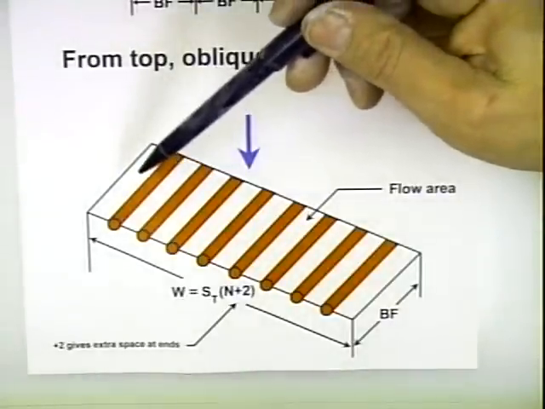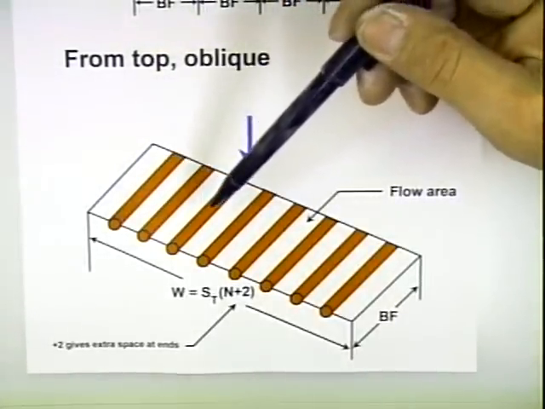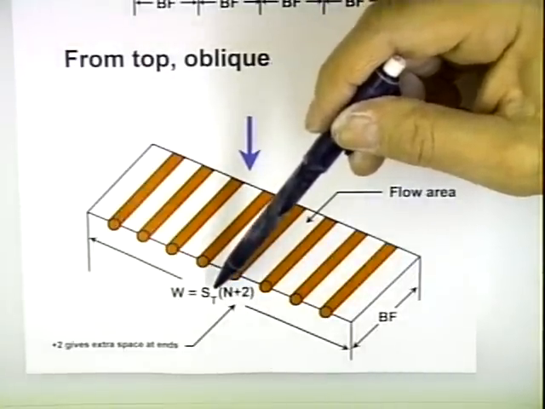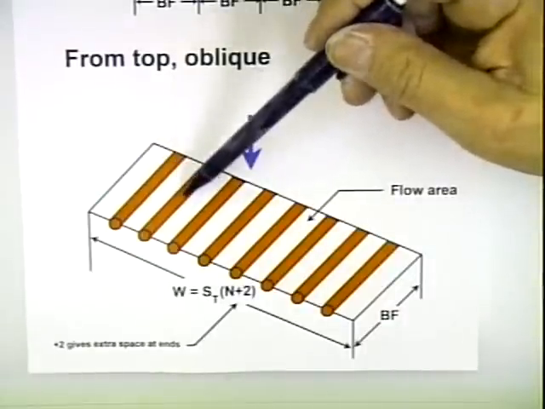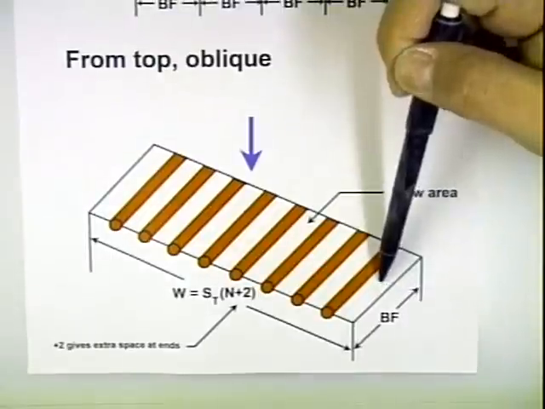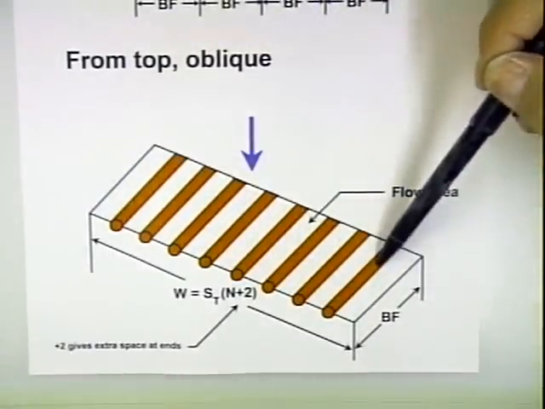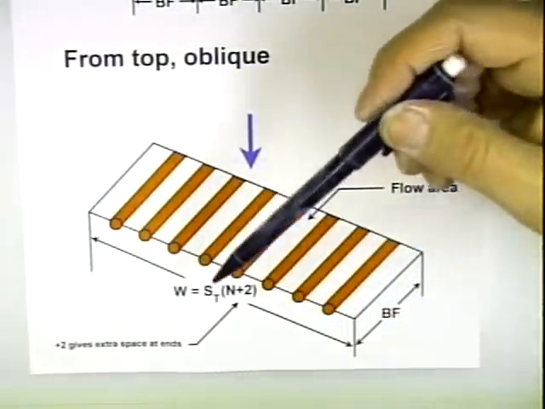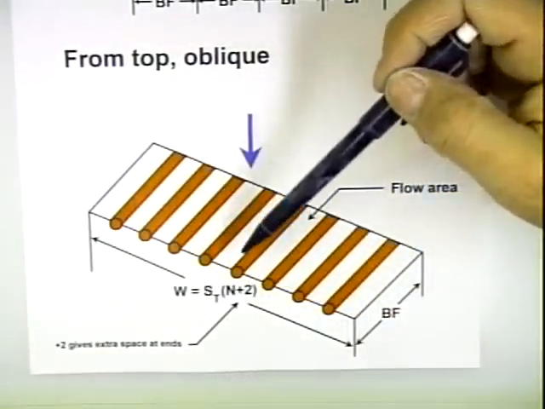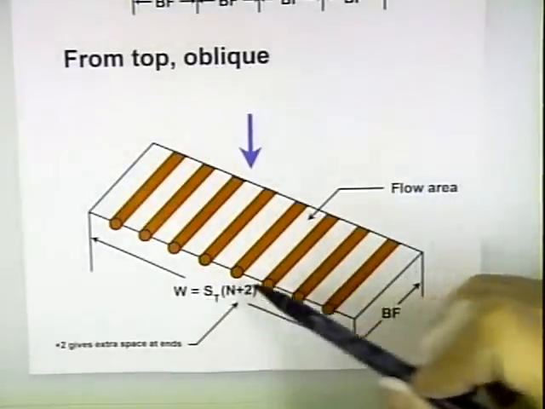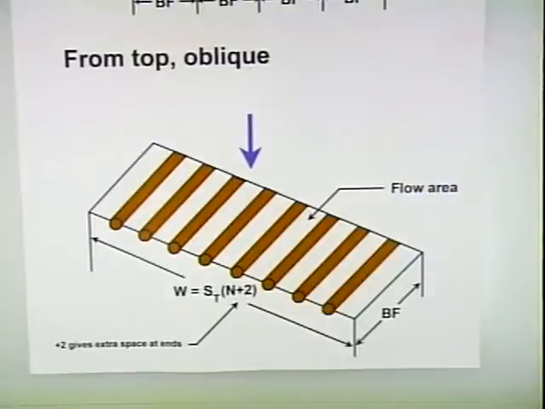Then the overall width of the heat exchanger, I've chosen it to be ST, which is the transverse pitch, the distance between these 2 tubes, times N, but I've added an extra 2 here to take into account space at the end. So rather than having this tube right up at the wall, we put some space here. So this +2 gives us some extra space at the end. So that's the width of it. So within each chamber, the cross-sectional area is BF times the W. Okay, so let's go to the board now because we need to calculate Vmax.